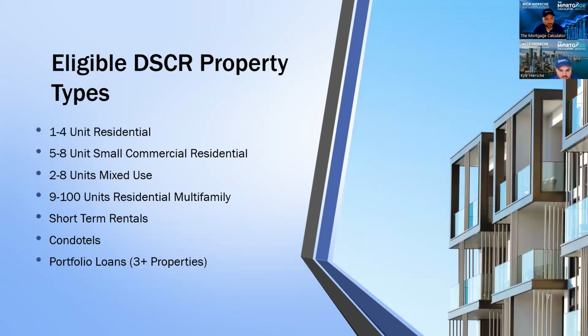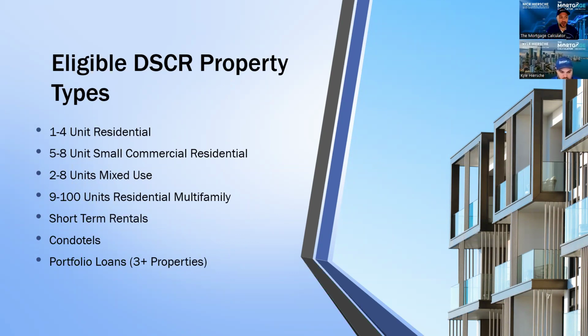And what types of properties can we do under our DSCR, the most popular loan type? Of course, 1 to 4 residential. That's our bread and butter. But then we also have some unique options where we can do small commercial residential. So anything over 4 units is a commercial property.